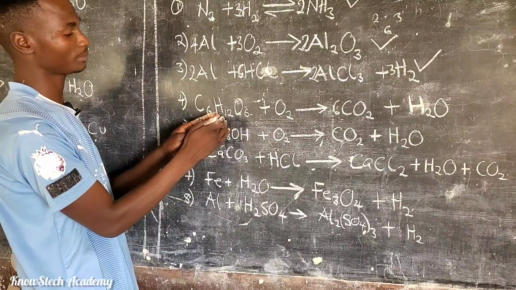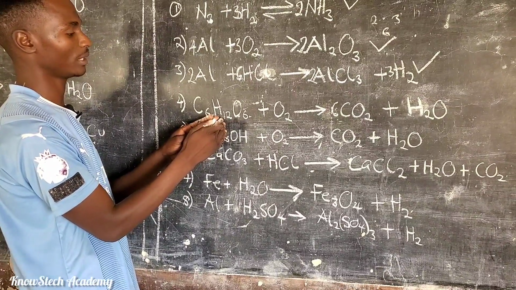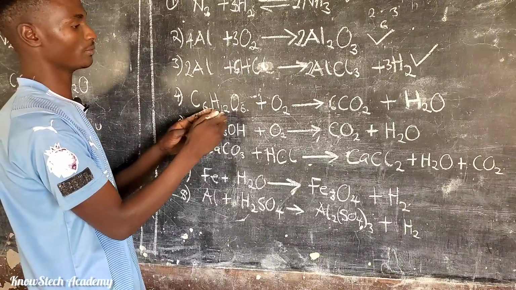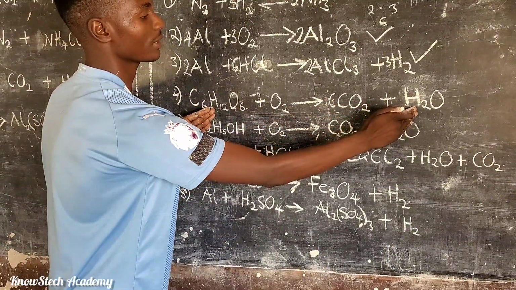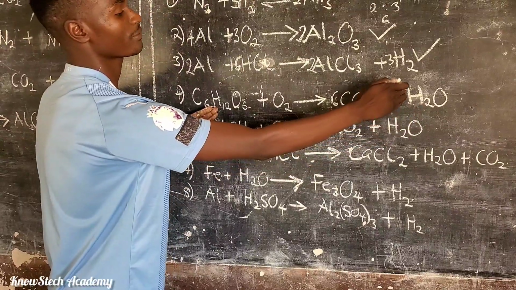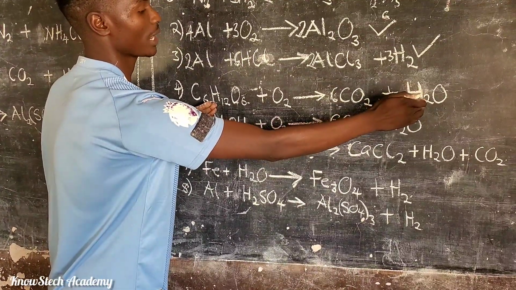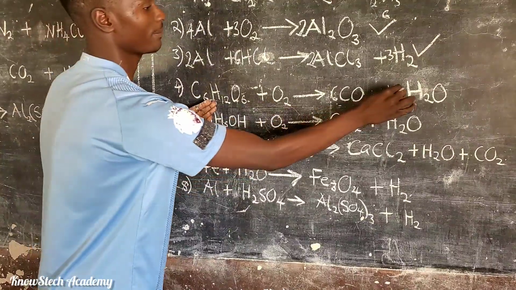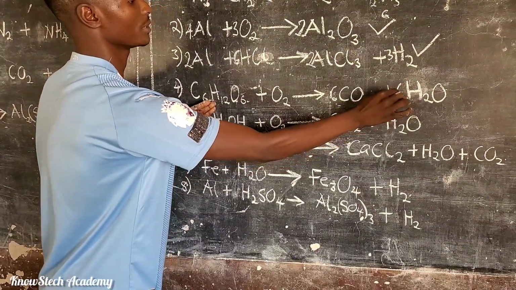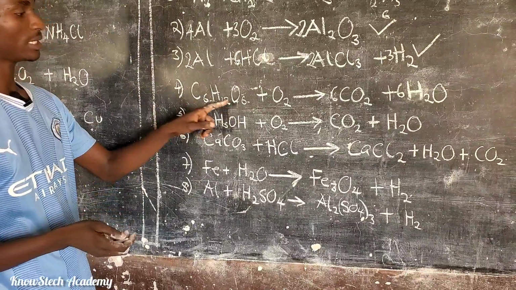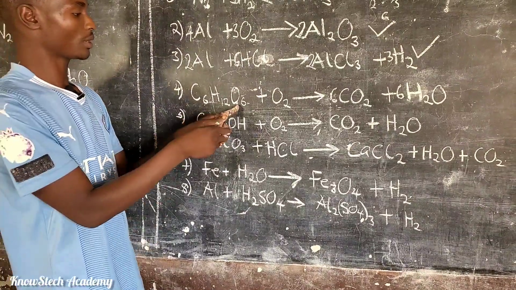Hydrogen here is 12. Then here, how many atoms of hydrogen? 2, right? Now which number can we put in front of H2 to make it 12? 6, right? Yes. Very good. 6. Then next is oxygen.